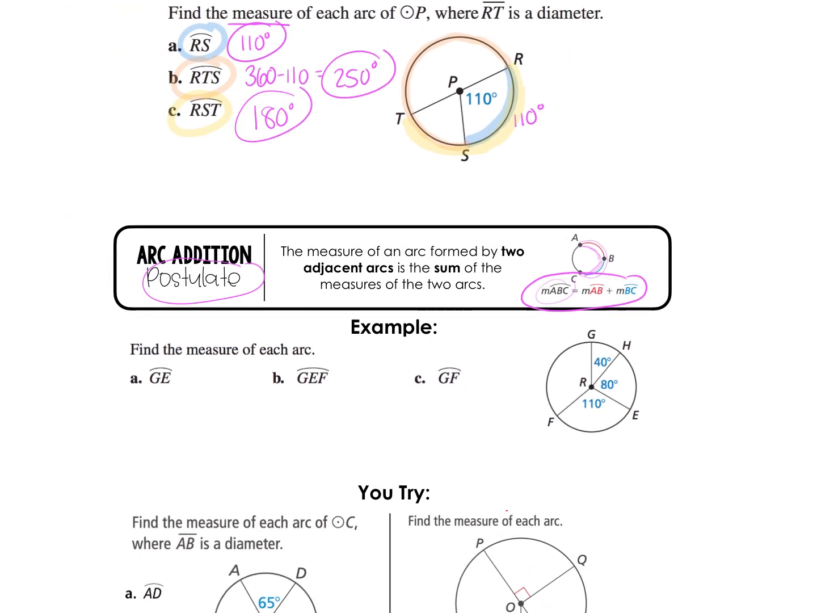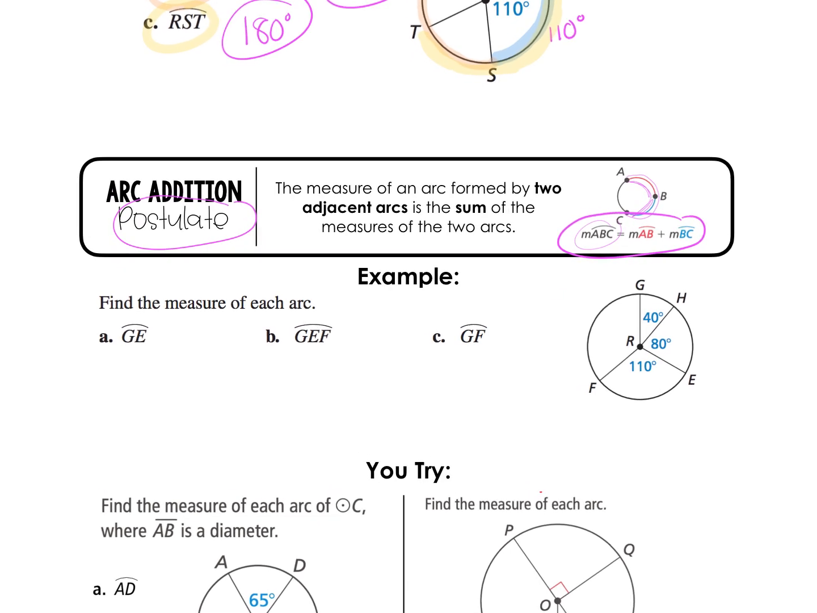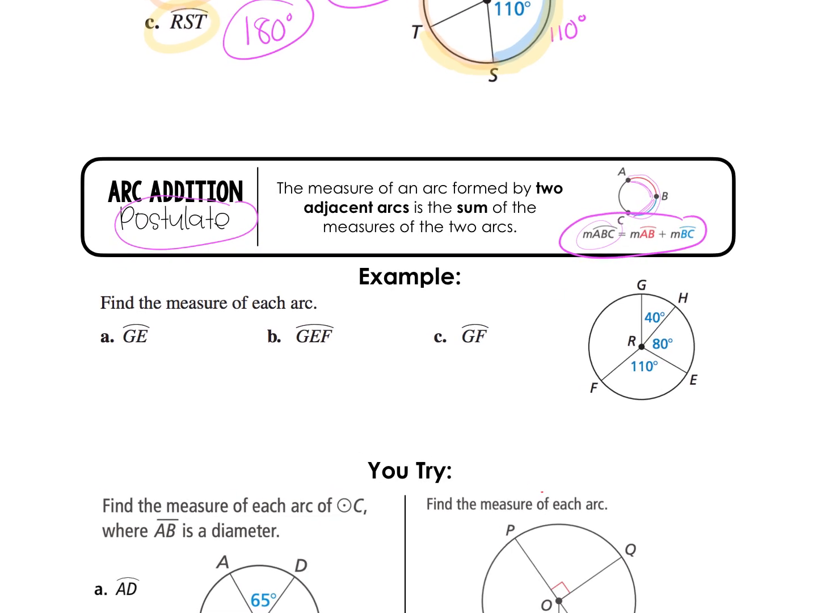So down here, we're using that. So this is GE. It says find the measure of each arc on this example. So arc GE is right here. It looks like it's created by a 40 and a 80 degree central angle. So you just have to add those together. So this would be 40 plus 80, which is 120 degrees.